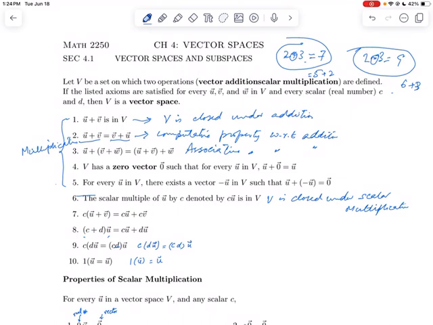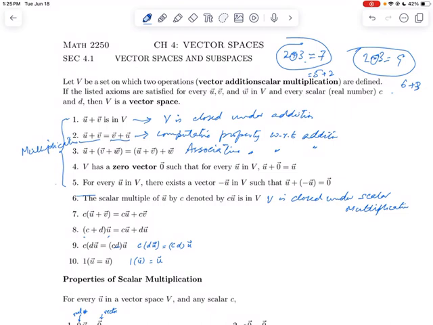Number 9 says that c times d times u. If you have a vector u which is being multiplied by d, you multiply the vector by d and then you multiply the resultant vector with c. You should get the same answer as if you had multiplied c and d outside and then multiplied with the vector.